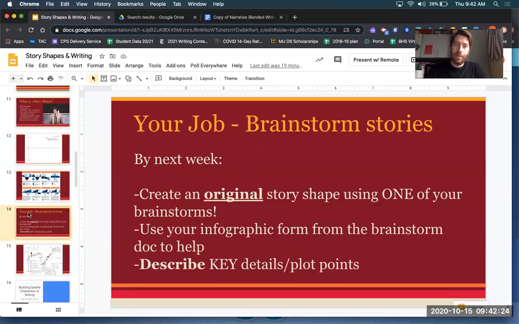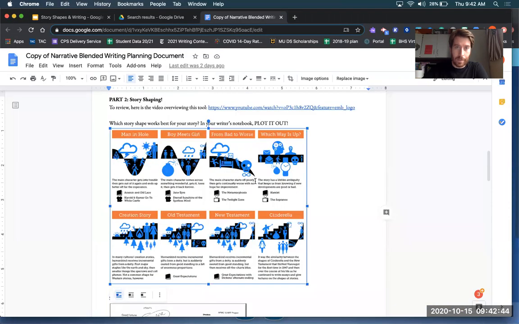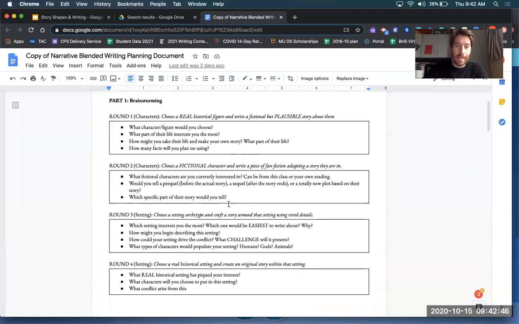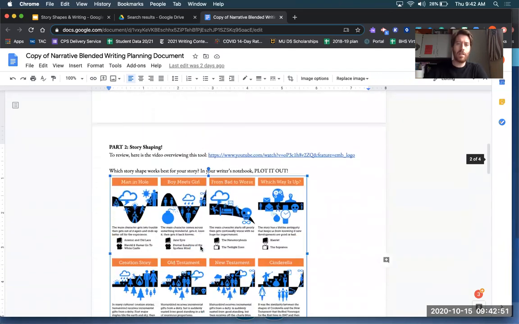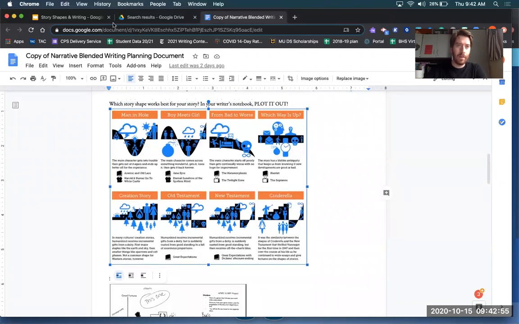I'm not setting a hard deadline for this story shaping. What I want you to do is to start the process probably today, think about it, give it a try and see how it goes. By next week, the goal is for you to create an original story shape using one of your brainstorms, okay? So again, we have this brainstorming document that we're using. We have 4 ideas that you've come up with. Pull the trigger on one of those. Try to see if that story is going to work for you, and try to shape this out, okay?